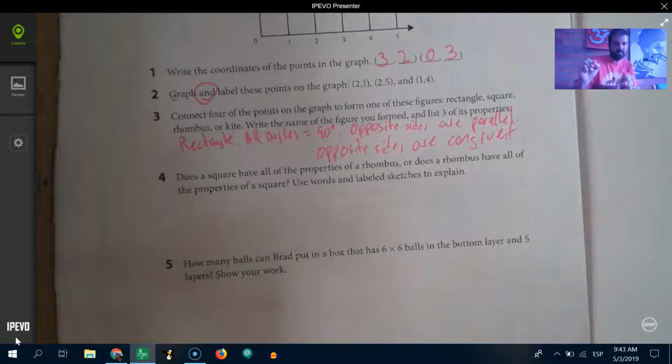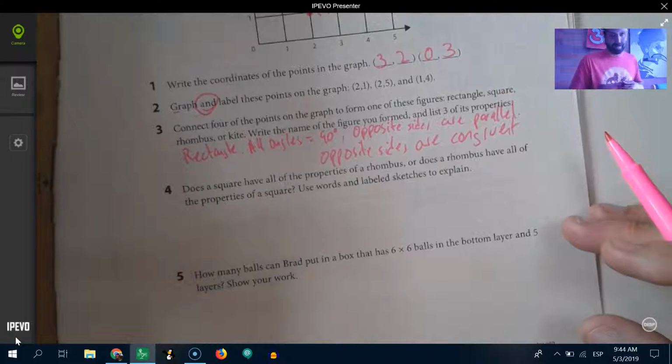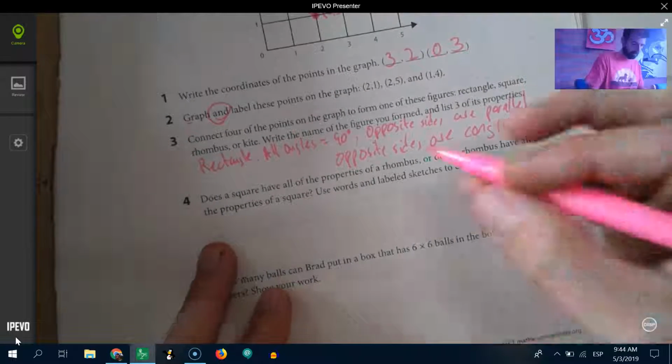Are all rhombuses squares, or are all squares rhombuses? Hopefully you know it goes up. Okay, it goes up. So the thing on the bottom is everything above it that it's connected to. So that means the square has all the properties of the rhombus.